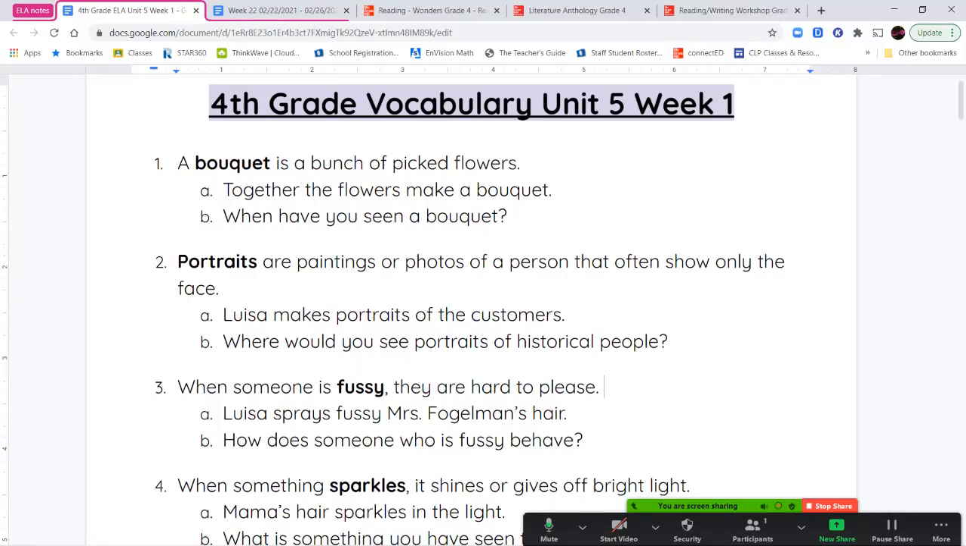Your next word is the word portraits. Portraits are paintings or photos, like pictures, of a person that shows usually mainly their face, or maybe their face and like up to their shoulders. So a portrait is a picture of someone's face most of the time.